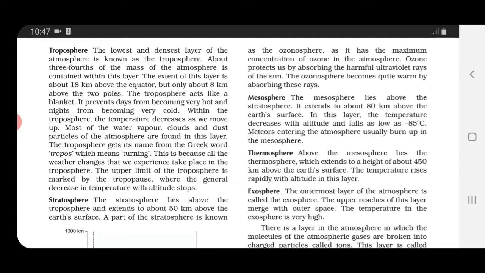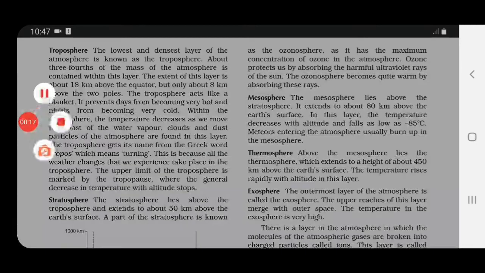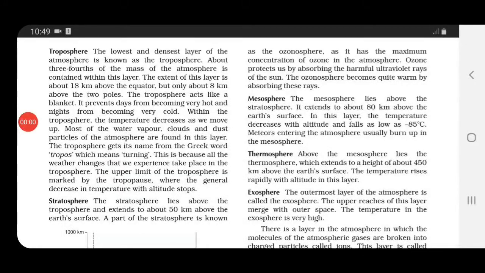Now let us talk about the next layer, that is mesosphere. First we studied about troposphere, then comes stratosphere and then mesosphere. It extends up to 80 kilometers above Earth's surface. And in this layer, children, the temperature decreases. Temperature keeps decreasing with altitude, that means with height.